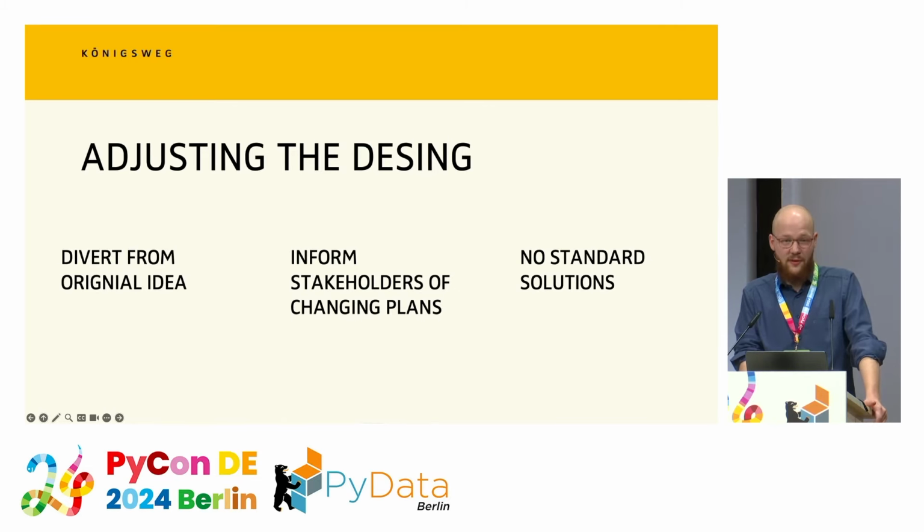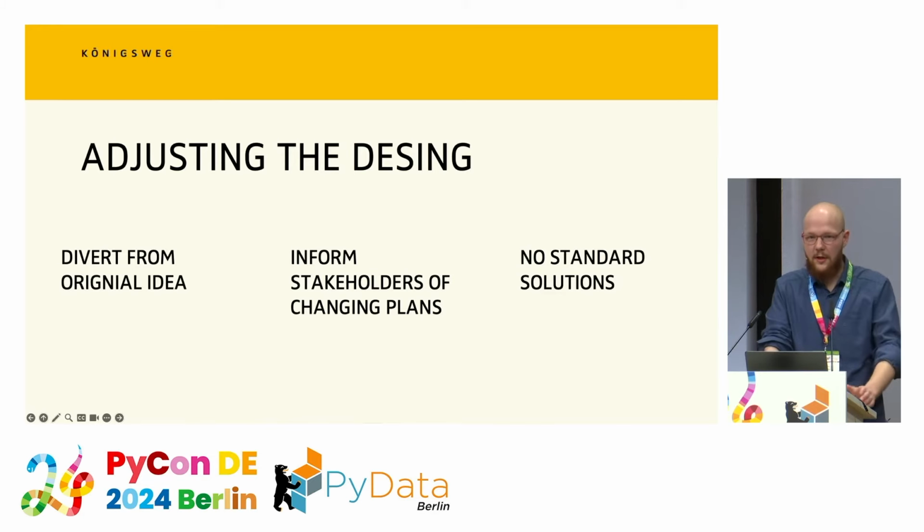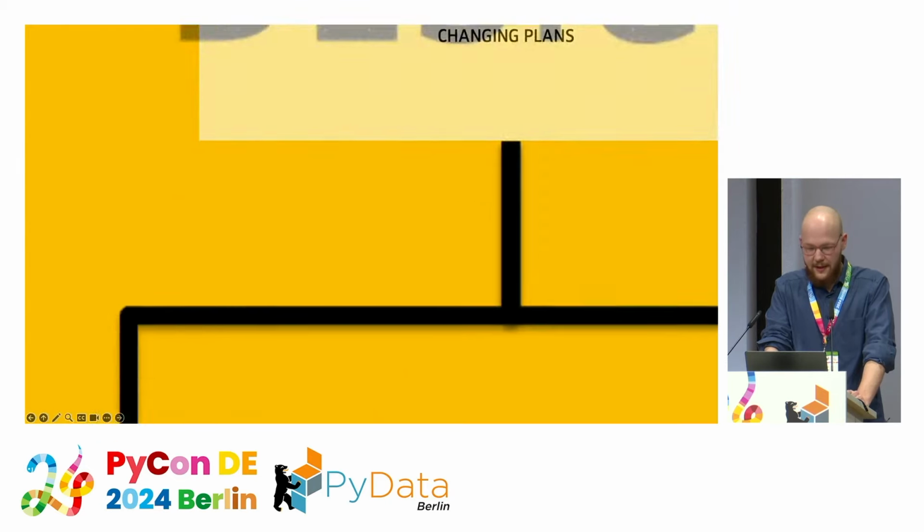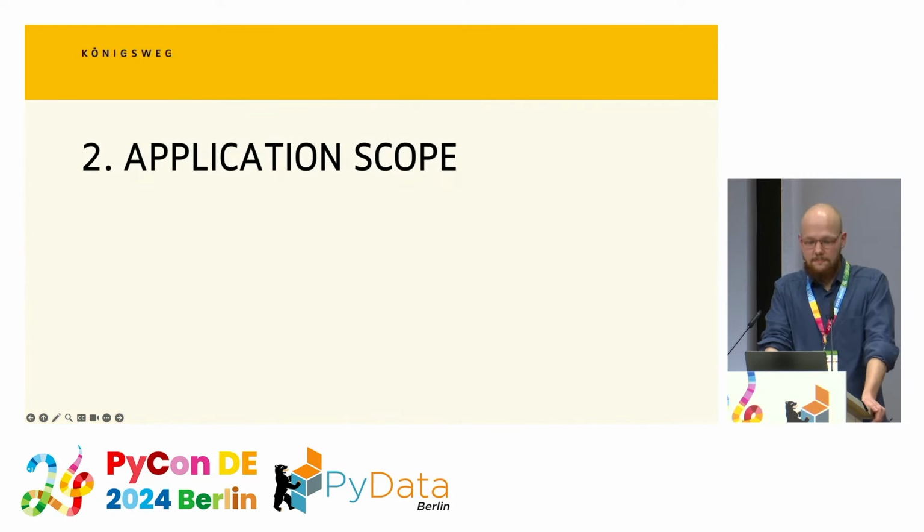So you need to inform potentially your boss, potentially the customer, hey, this is not going to work as expected, but we're considering the following downscaling options. What can we still get out of this? Problematically, there are no longer standard solutions now. Therefore, I would like to draw your attention to two things specifically. And the first one is application scope.